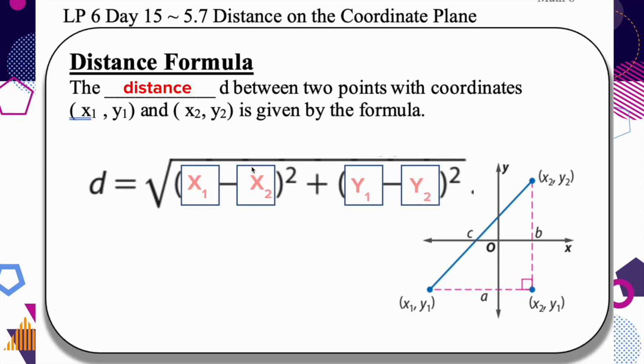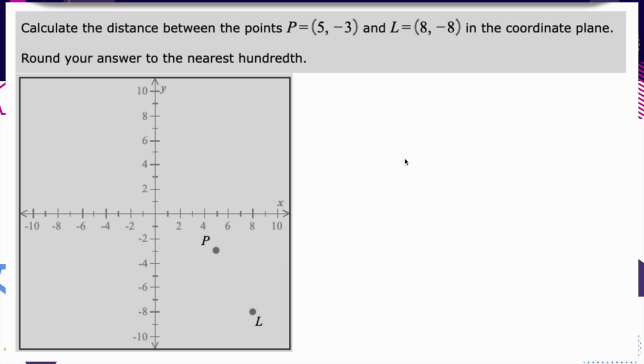So the formula is x1 minus x2 squared. So we subtract the x's, and y1 minus y2 squared. So we subtract the y's and we square that. And then we add those two answers together. And if we can, we take the square root. Okay, so let's go ahead and practice that.